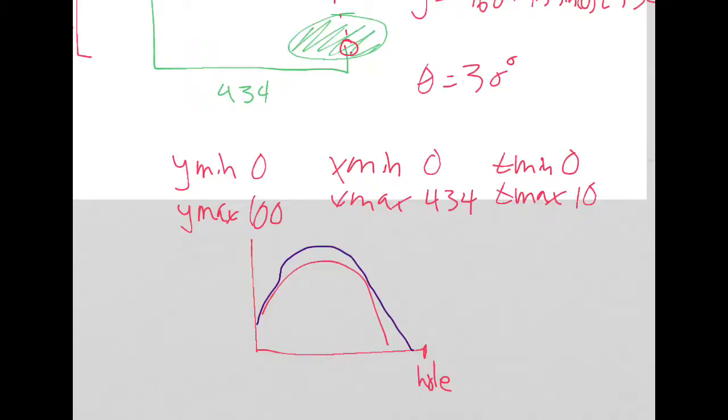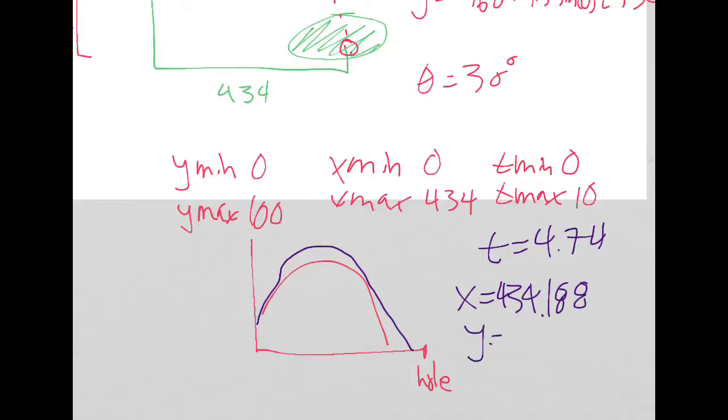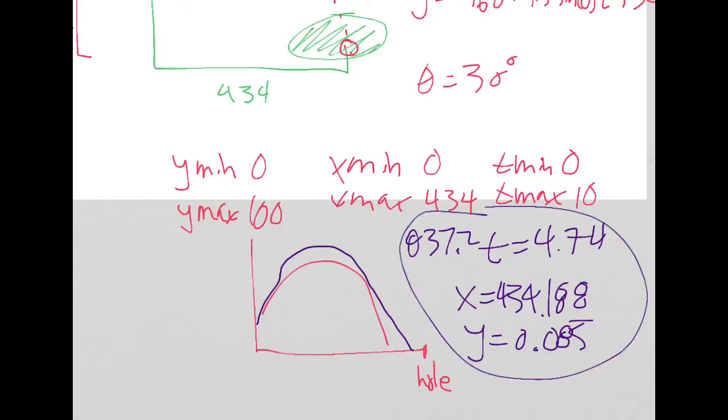All right, so here's the deal. I just spent like 5 minutes plugging in different theta values, and I think this is annoying, and I'm tired of doing this. But what I ended up finally doing was a theta value of 37.2, I believe. I'll verify that in a moment. But I figured out that when t equals 4.74, with this theta value, I get an x of 434.188, and I get a y of 0.085, and my theta value was 37.2, and I'm going to call that gosh darn good enough, because we get the idea.